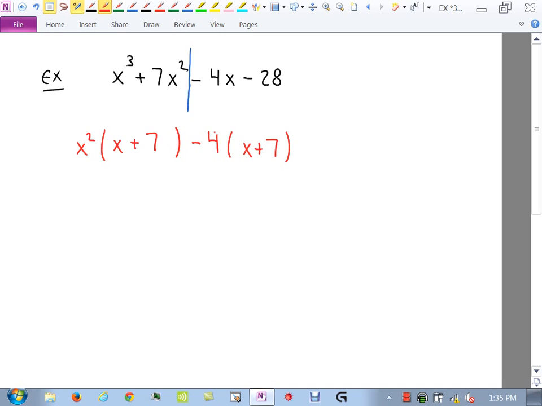Does it work? Let's just check. Negative 4 times x is negative 4x. What's negative 4 times positive 7? Negative 28. Yes, so I'm happy. Now go to the next step of grouping, which is to take what we had in common, pull that out to the front, and what are we left with? X squared minus 4. Box it up, we're done?